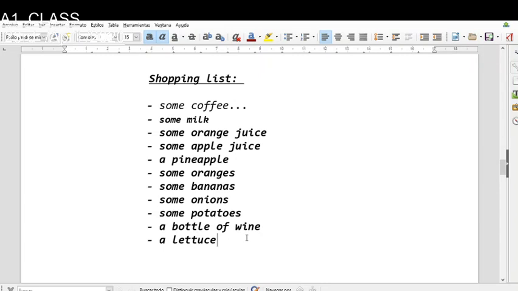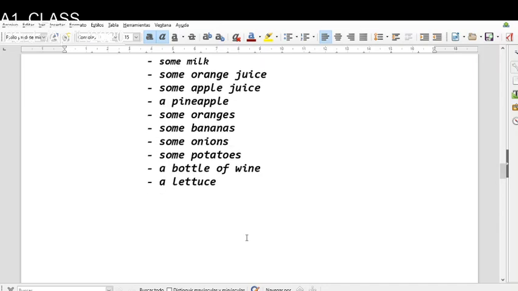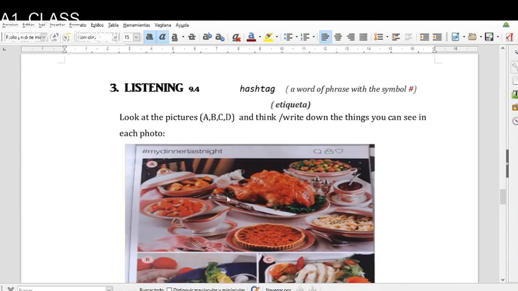In the same page, la misma página, 3 listening, hypothesizing about photos. And this is the photo you have then. Listening 9.4. It's listening 9.4. And you have here a hashtag.